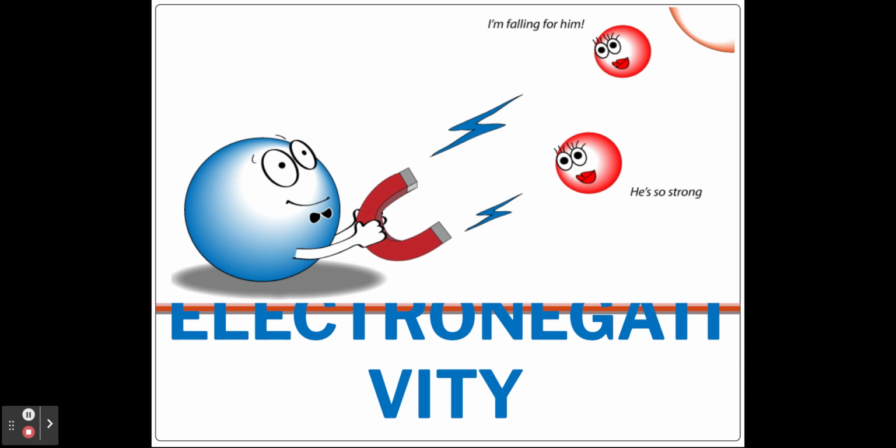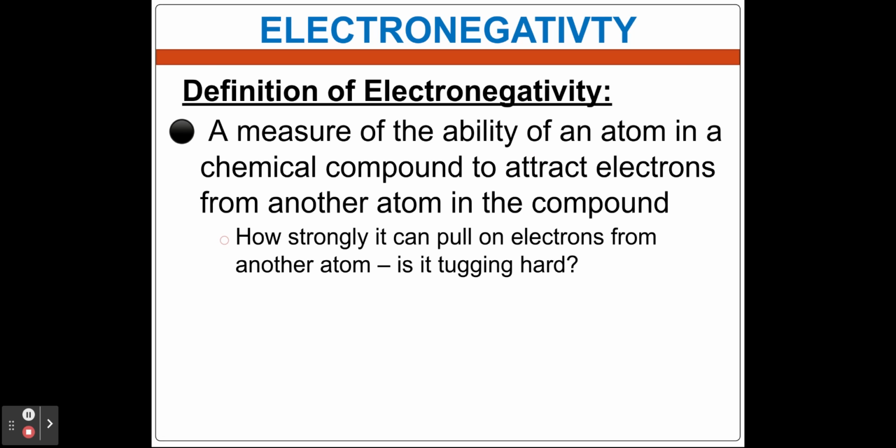So electronegativity. What is electronegativity? Electronegativity is a measure of the ability of an atom in a chemical compound to attract electrons from another atom in the compound. So basically what we're looking at is how strongly the atom is going to be attracting electrons in a bond. So they're bonded together, and they're sharing these electrons. Well, which atom is going to be pulling on the electrons more? So it's like tug of war.